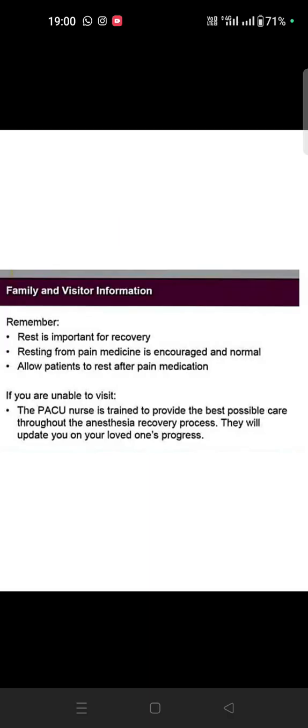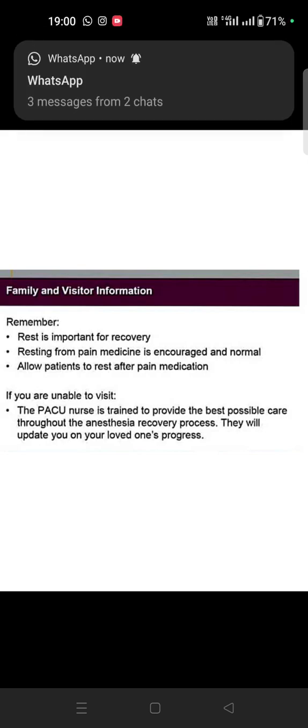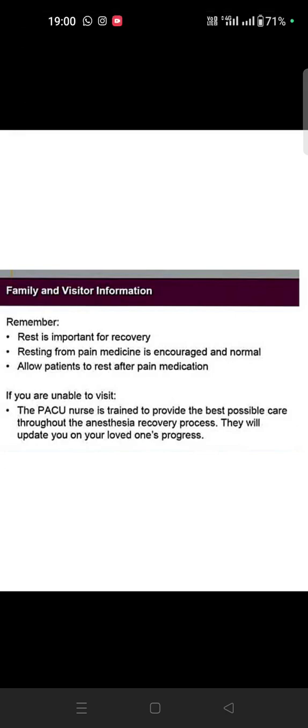So remember, rest is important for recovery. Then resting from the pain medicine to normal. Allow the patient to rest after pain medication. So, unable to visit means you're trying to provide the best possible care to the patients.